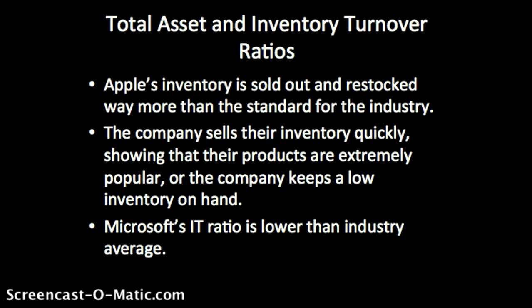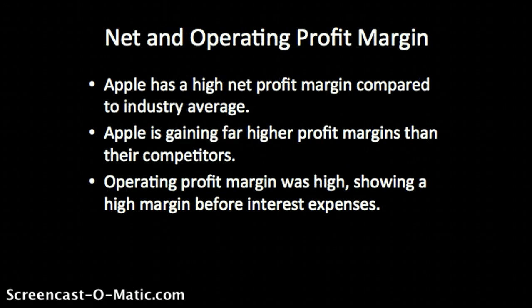Next, we will look at net and operating profit margin. Net profit margin for each company is very high compared to industry averages. Both companies operated the last 3 years with profit margins that were much higher than most of their competitors. This shows that the companies are gaining high profits on each product sold compared to the industry average, which means the companies are very popular and successful.